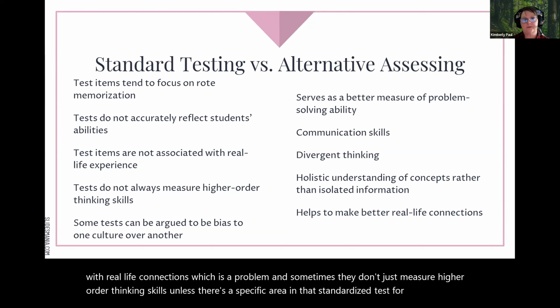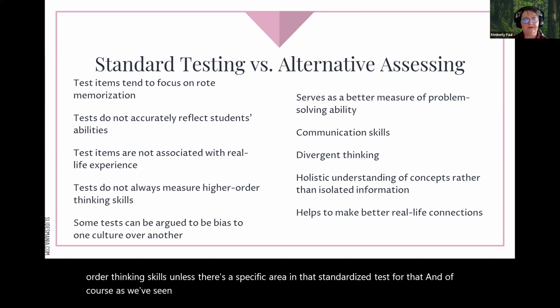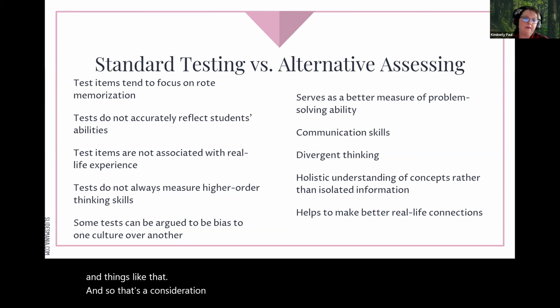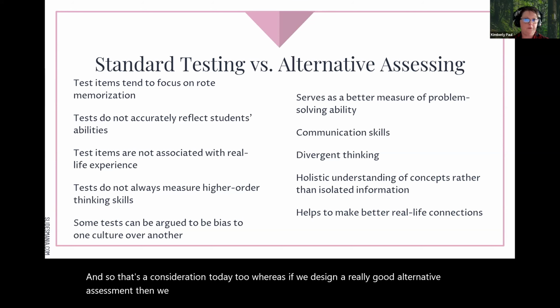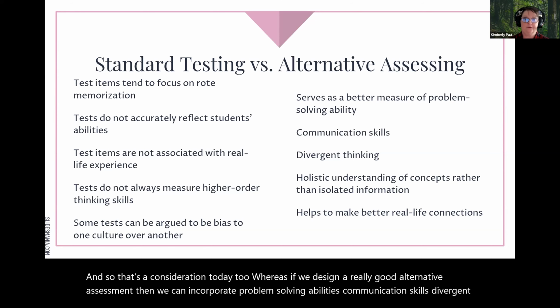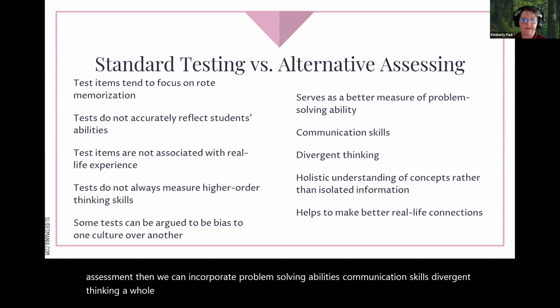And of course, as we've seen in ACT and SAT tests in the past, they were worried about cultural bias and things like that. And so that's a consideration today too. Whereas if we design a really good alternative assessment, then we can incorporate problem solving abilities, communication skills, divergent thinking, a holistic understanding of whatever topic they've chosen, and make real life connections.